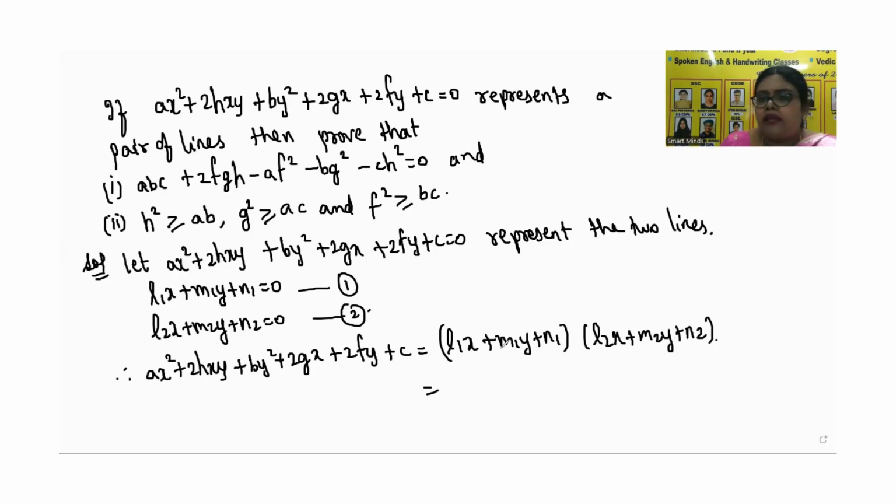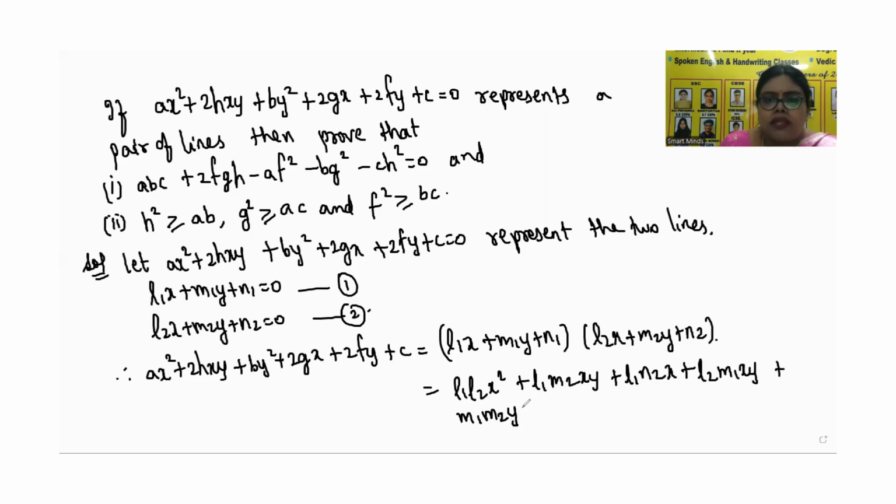Now let us multiply these two brackets. So we get L1 L2 x square plus L1 M2 xy plus L1 N2 x plus L2 M1 xy plus M1 M2 y square plus M1 N2 y plus L2 N1 x plus M2 N1 y plus N1 N2.